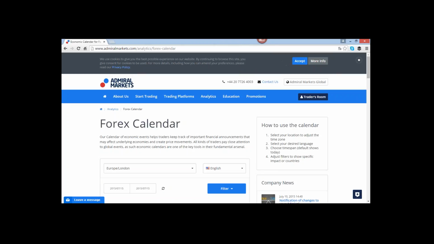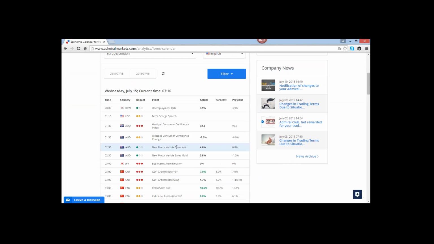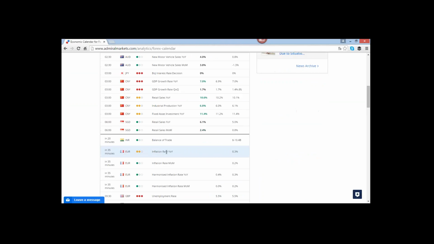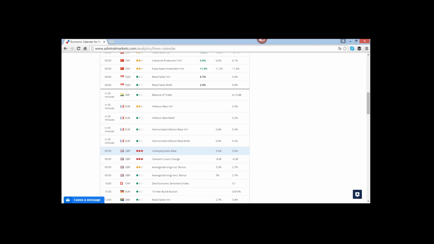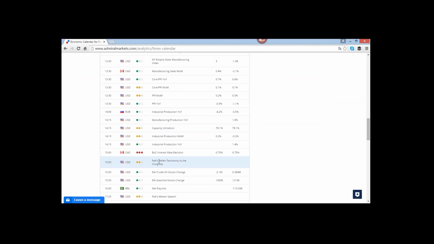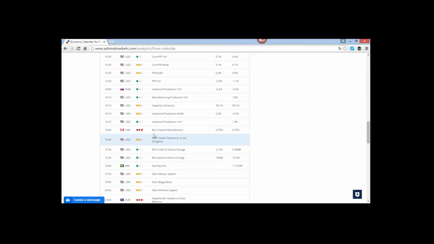Let me grab the calendar here, first of all, before we look at the charts. Pound news coming up, big one this time, unemployment rate and the claimant count change. So that is something to be very cautious of. We got a bank interest rate decision. So I don't trade that particular currency when there's a big interest rate decision. That's always a big one. So no CAD for me today.